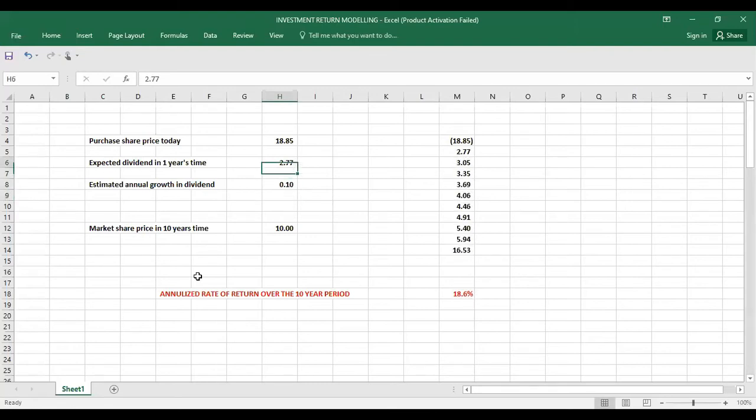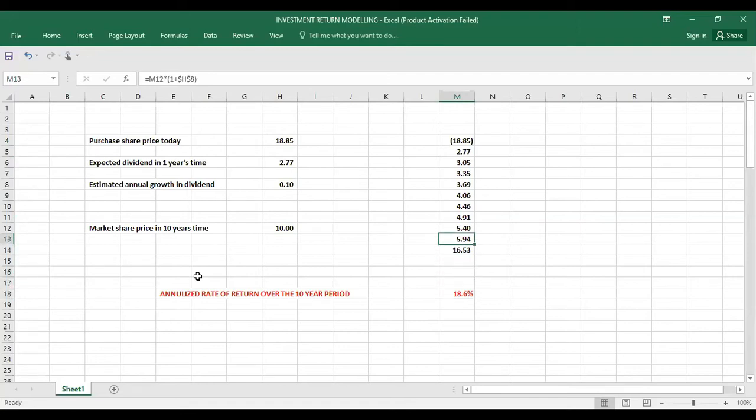Now, what this shows basically is this. If you purchase Guarantee Trust at 18 naira 85 kobo, and the company is able to grow its dividend by 10% per annum starting from next year for the next 10 years, and the share price actually falls to 10 naira in 10 years' time, your annual return on investment is actually 18.6% per annum. 18.6% per annum is the return.